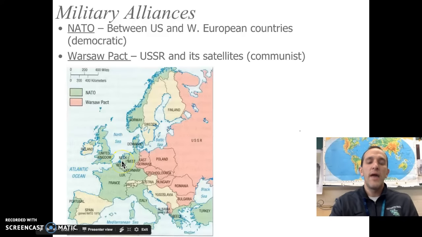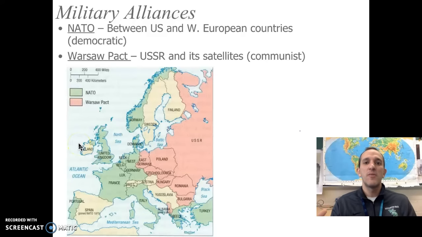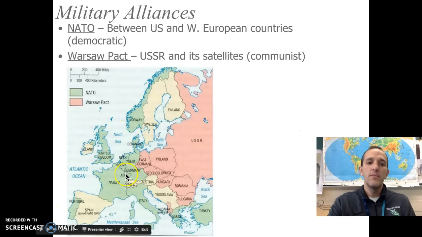And then in response, the Soviet Union forms the Warsaw Pact, which is between the Soviet Union, the USSR, and all of their satellites who are communist countries. So the Soviet Union says, if West Germany ever attacks East Germany, all of these countries will help out. Similar to the World War I stuff that we talked about, where there's these alliances to make sure no one invades anyone else, and we make sure we protect everybody. So these are the alliances.